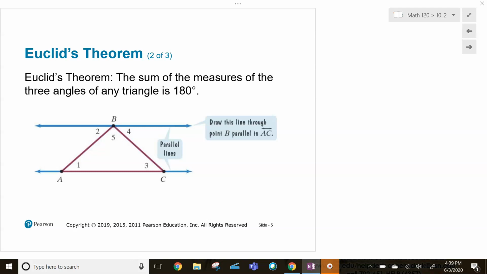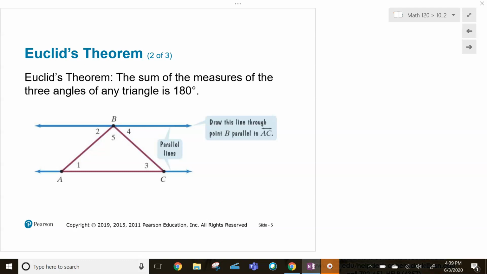Euclid's theorem says the sum of the measures of the three angles of any triangle is 180 degrees. So if we take Euclid's assumption, we put a couple of points on that line and then connect them to that point B on the opposite line, we've created a triangle. So we have this triangle ABC.